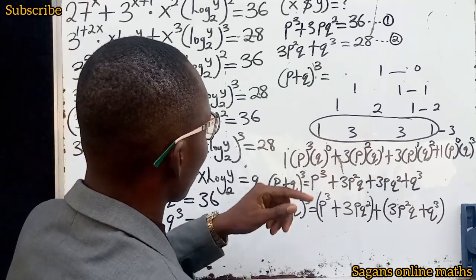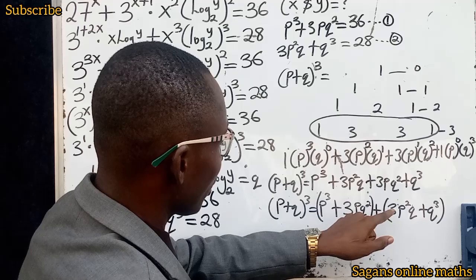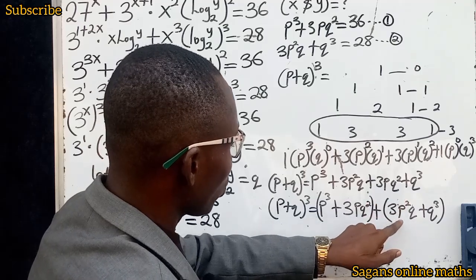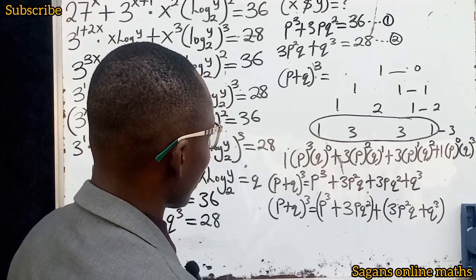Now let's go back to our question. You can see that we're having 3p square multiplied by q, and having 3q square, 3p square multiplied by q plus q square, and all this is 28. So you can see that this is what?